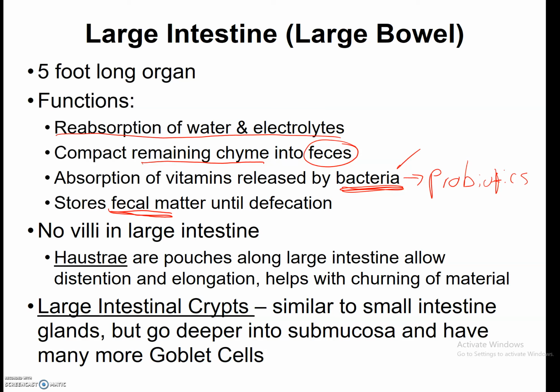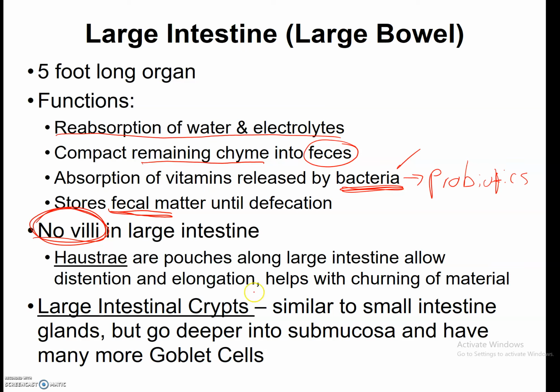There are no villi in the large intestine. Instead, there are haustra, and these haustra are little pouches. They're kind of bumps if you look at the large intestine, and it allows for distension, elongation, helps move the material around for water absorption.